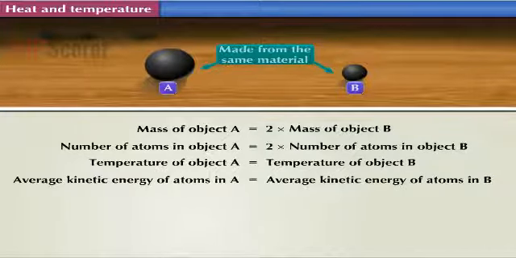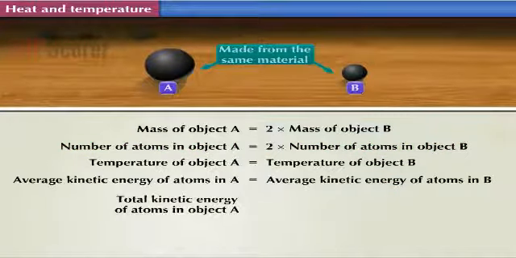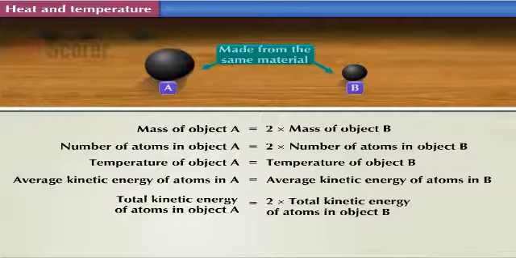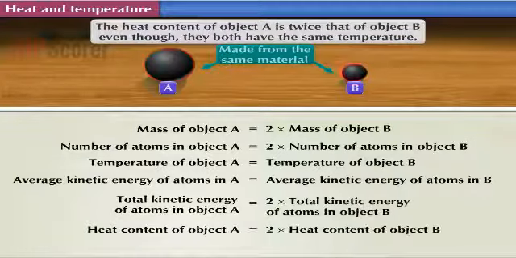Let us now talk about the heat content of object A and object B. As mentioned earlier, the number of atoms in object A is twice the number of atoms in object B. Thus, the total kinetic energy of atoms in object A will be twice that in object B. Hence, the heat content of object A is twice that of object B, even though they both have the same temperature.